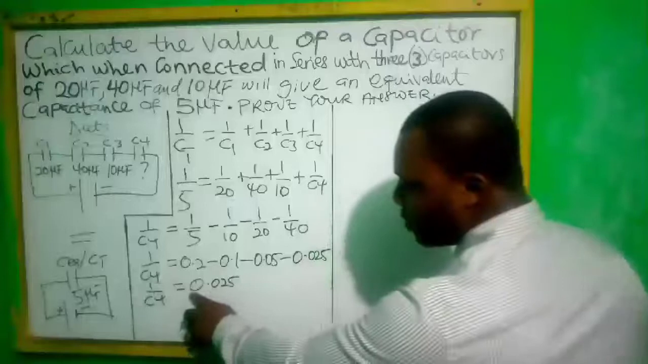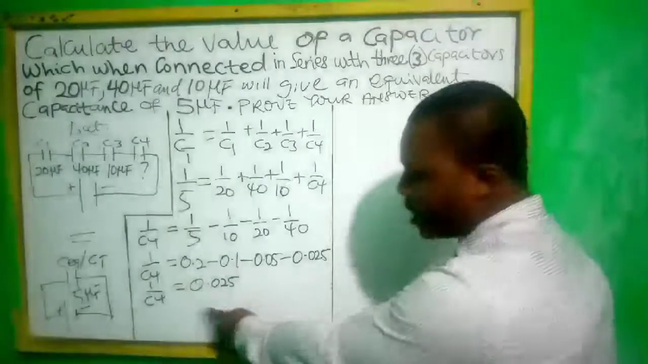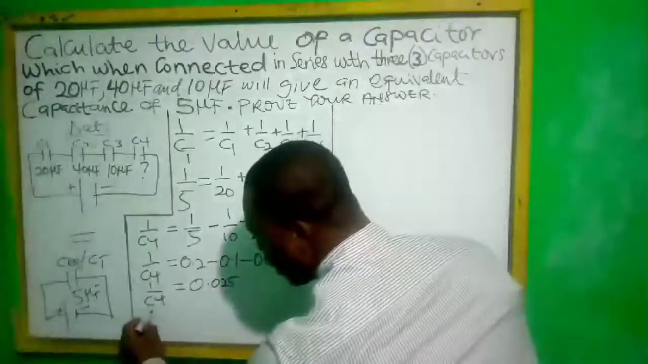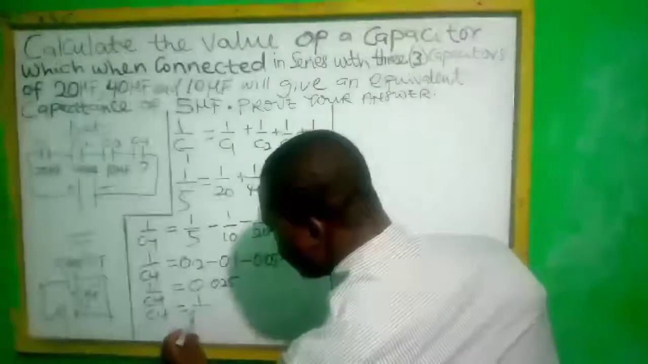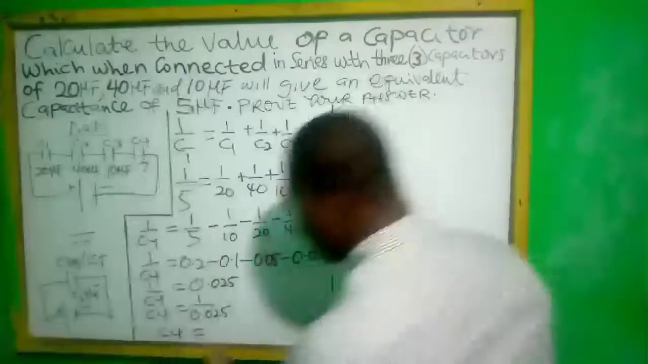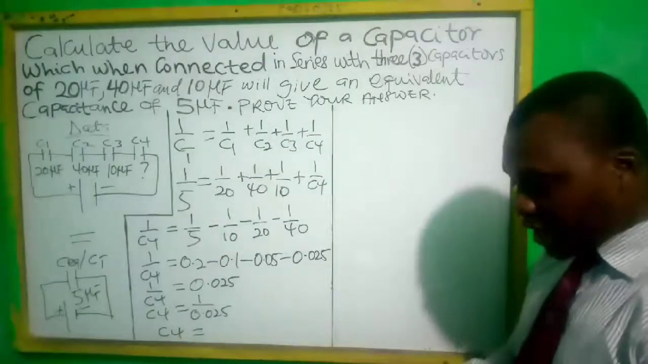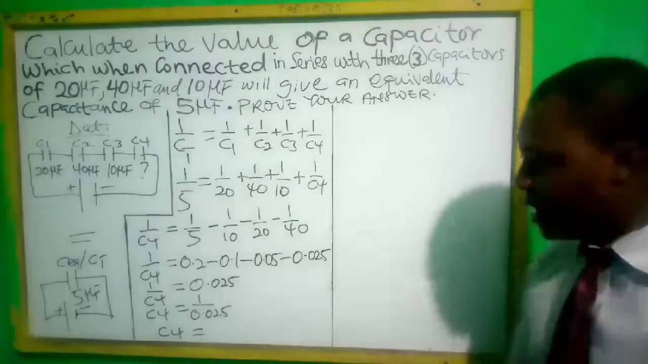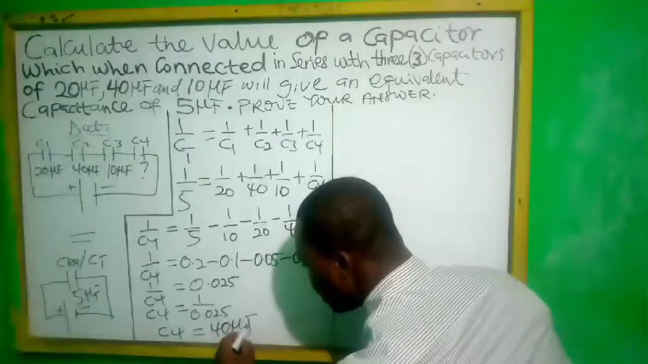This one is multiplied because you have to divide this by 1. So 1 multiplied by 1, cross multiplication, and C4 multiplied by this. Once you take C4 away, this one will come and divide 0.025. So C4 is equal to 1 divided by 0.025, we have our answer as 40. So our C4 is 40.